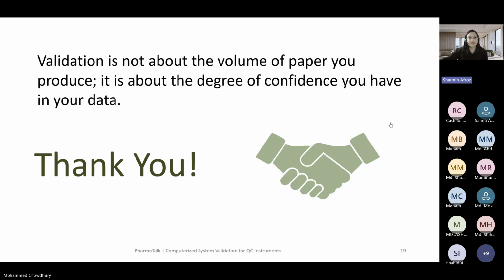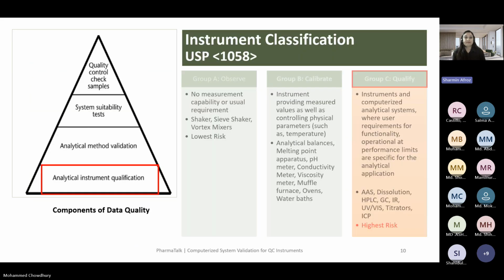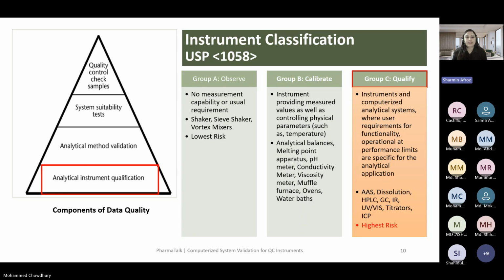Let me go to my categorization slide. The categorization says that a water bath is in class B. So here the requirement is to calibrate the controlling parameters, like temperature. It has no measurement capability.